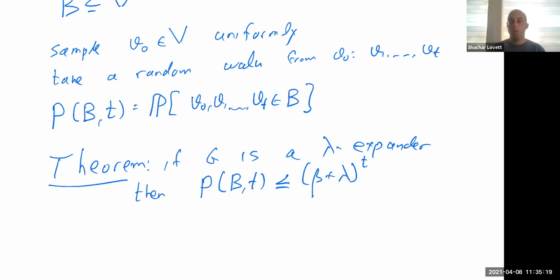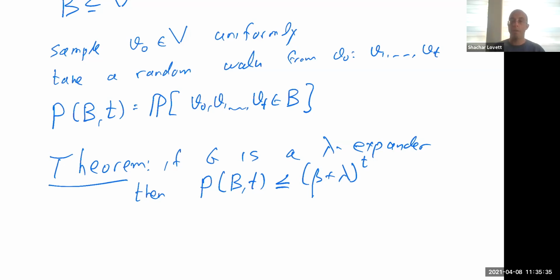So what can we learn from that before we prove the theorem? Let's say beta is a third. We choose lambda to be a small enough constant, like a third. So then we get that this probability is exponentially small. As we choose T larger and larger, it becomes exponentially small.